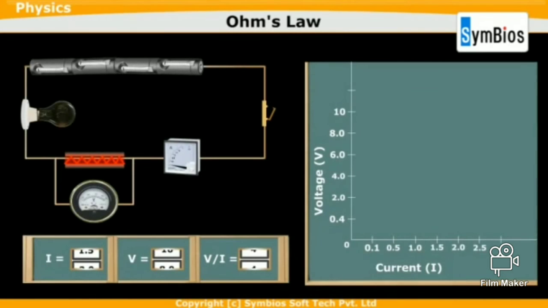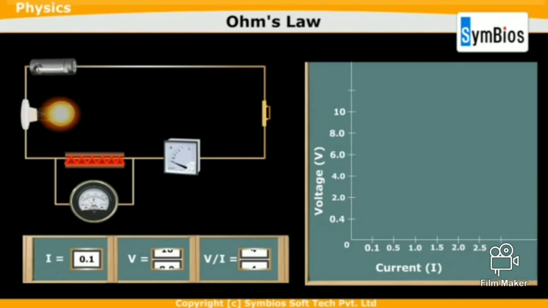Let us see the graphical representation of the expression V is directly proportional to I. We have a circuit of a bulb. We will plot a graph of the readings for the current I read on the ammeter and voltage V shown by the voltmeter in the circuit. When a single cell is connected, the flow of current is 0.1 ampere and voltage is 0.4 volts. The ratio of V by I is 4.